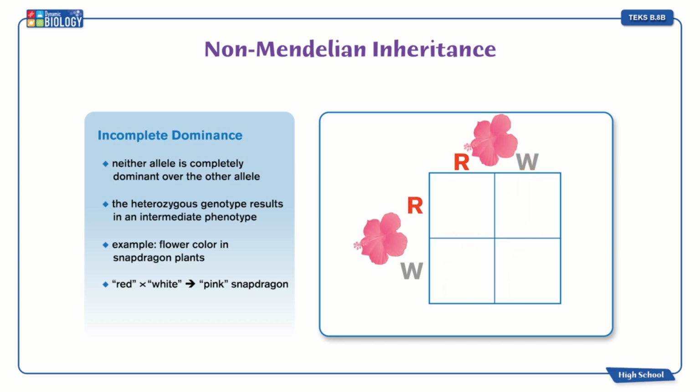What do you think would happen if 2 pink snapdragons were crossed with each other? We would expect about 25% of the offspring to be red snapdragons, about 50% of the offspring to be pink snapdragons, and about 25% of the offspring to be white snapdragons.